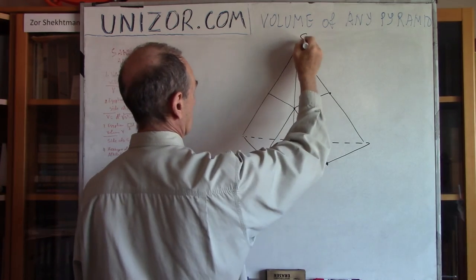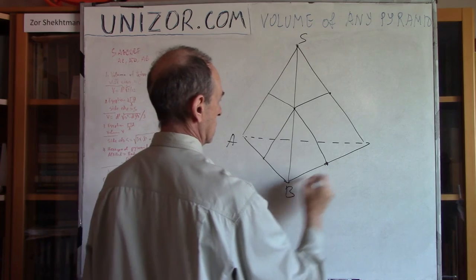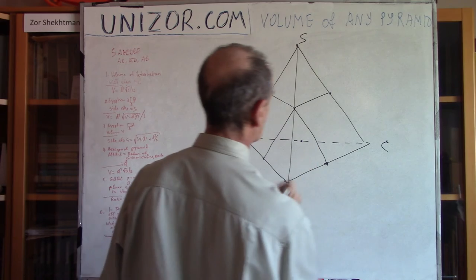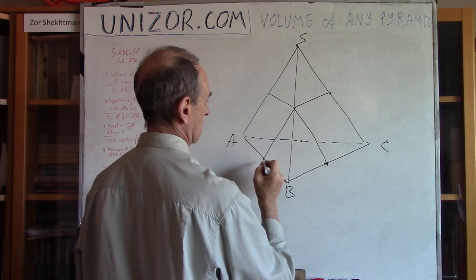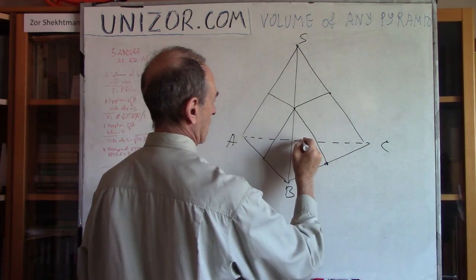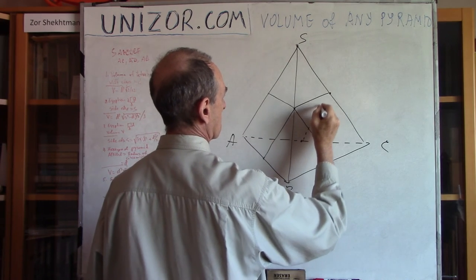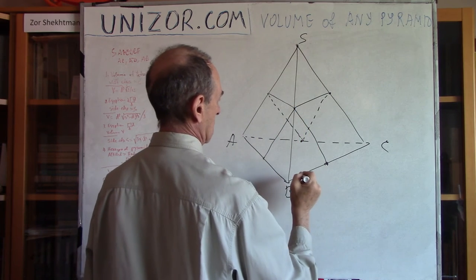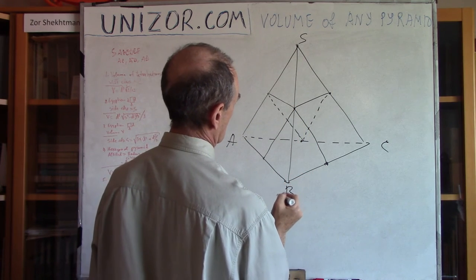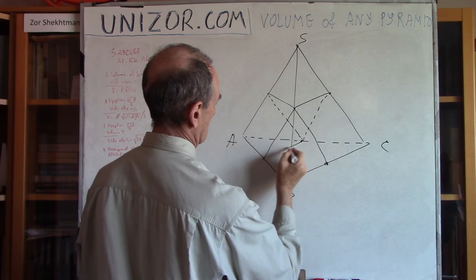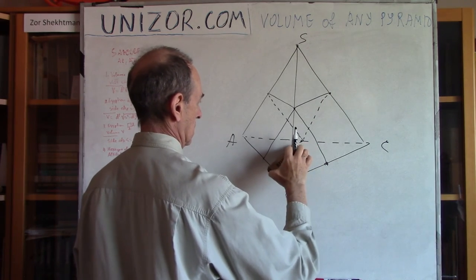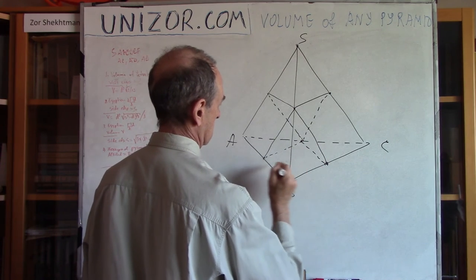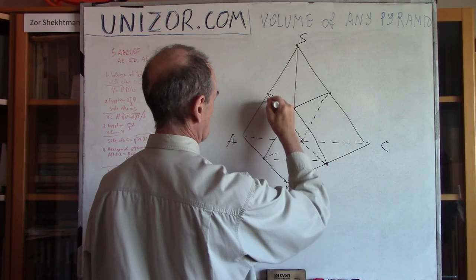And S, A, B, C. Now on AC the midpoint is somewhere here, and I connected this midpoint to this, then it's invisible, this, and this.